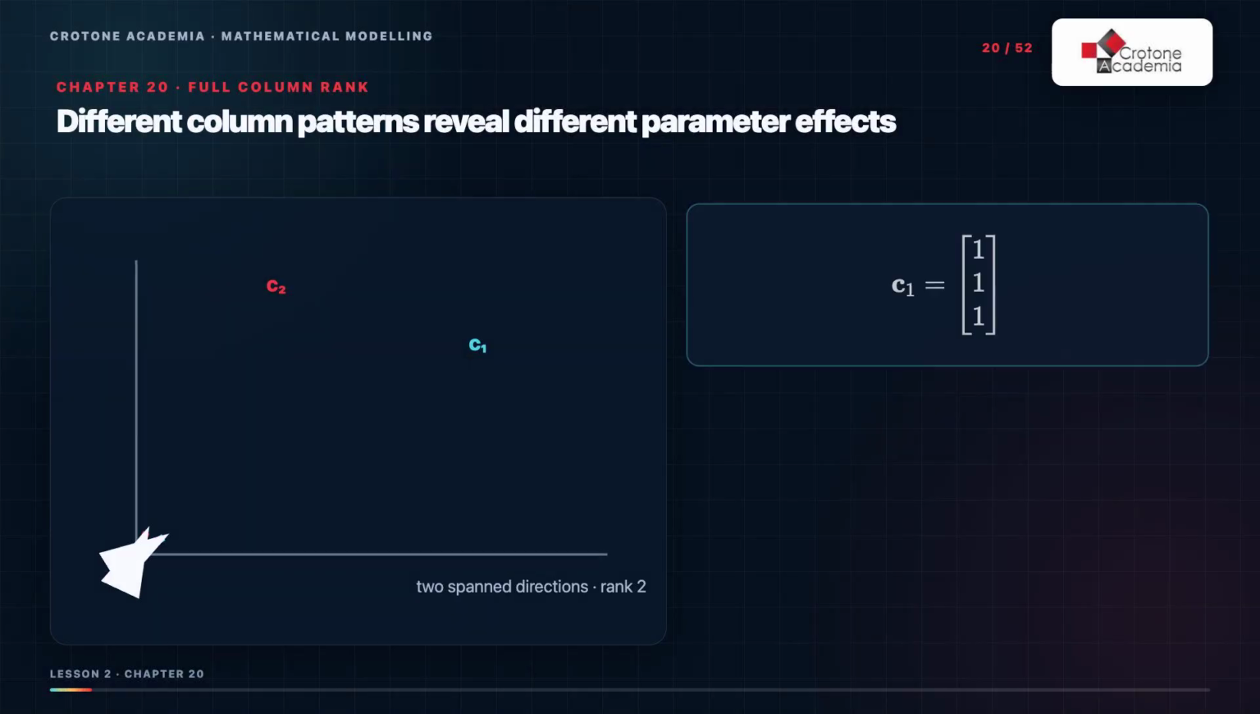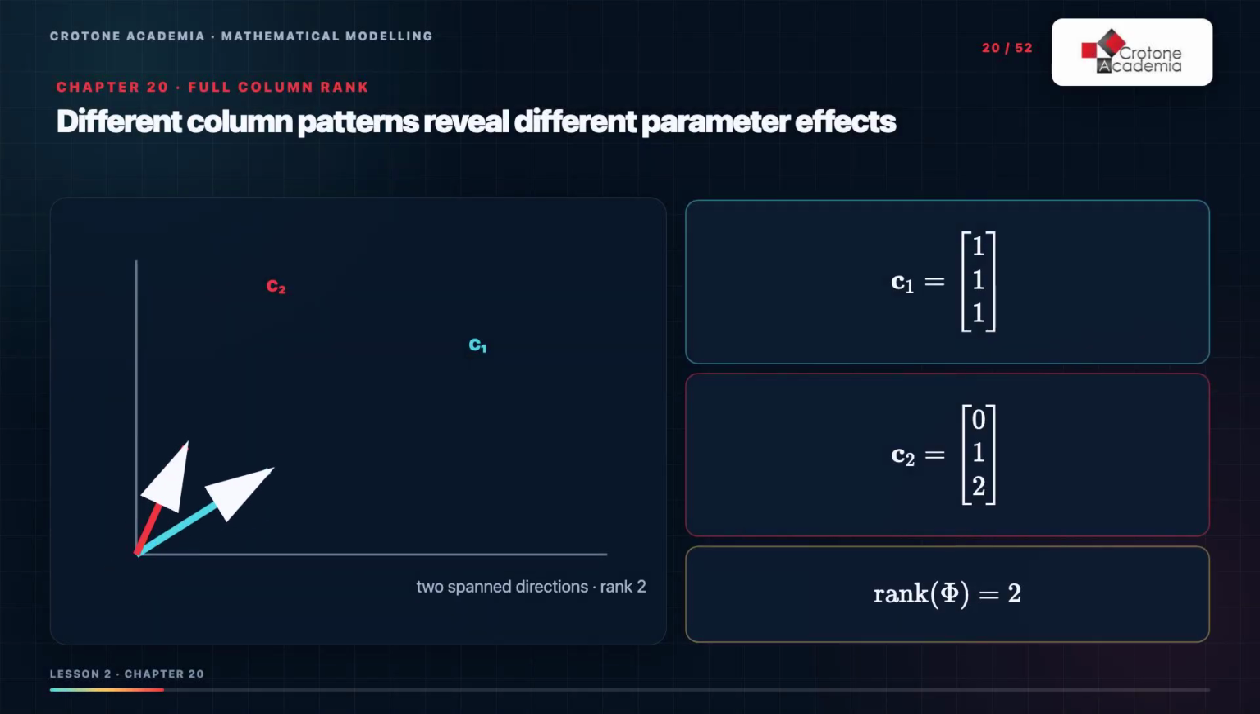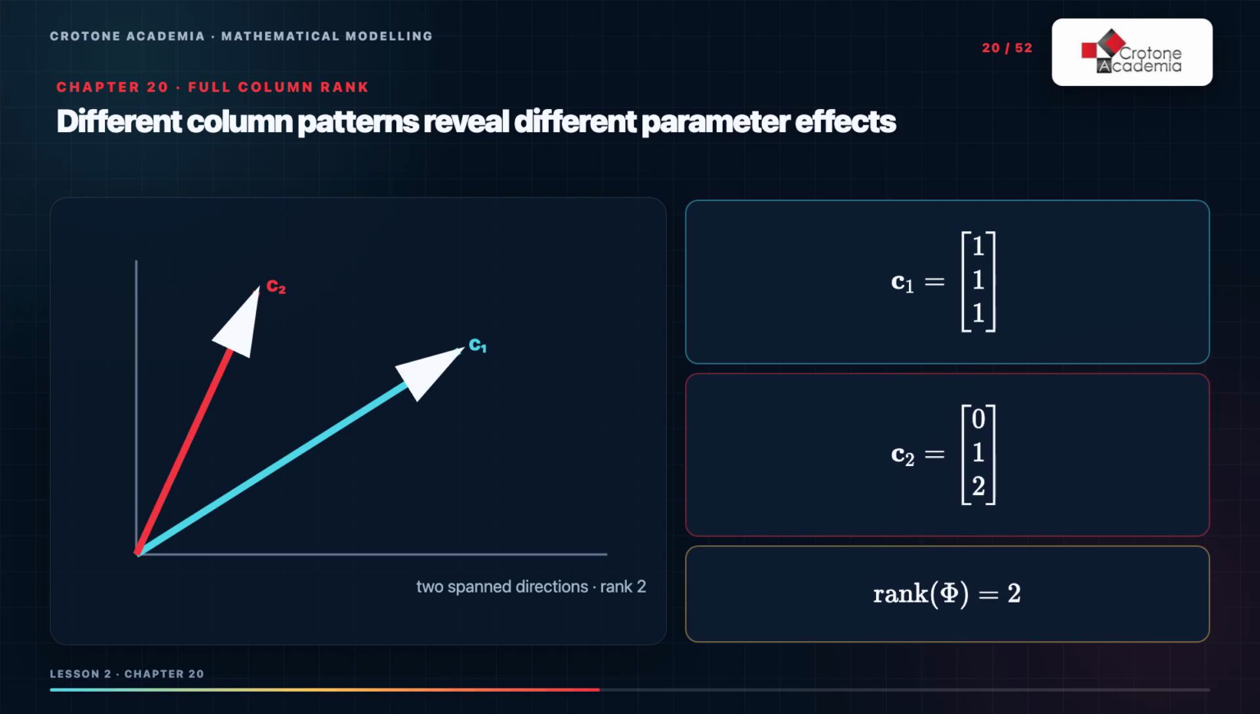Consider the columns 1, 1, 1 and 0, 1, 2. The first is the prediction pattern produced by changing the intercept. Every row moves equally. The second is the pattern produced by changing the slope. Observations move by amounts proportional to their inputs. Neither column is a constant multiple of the other. They represent two independent patterns, so the rank is 2. That is enough to identify two parameter effects in an exact, consistent system.